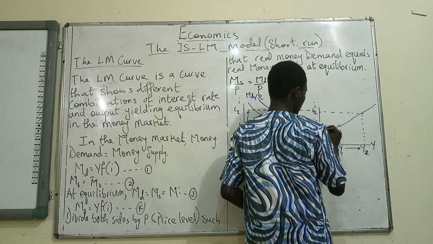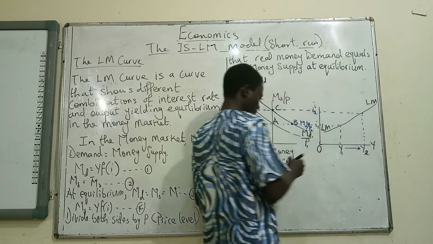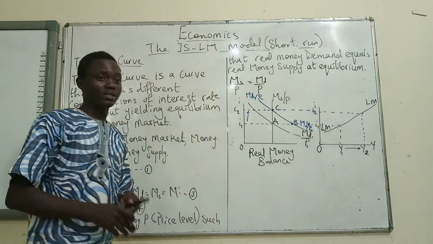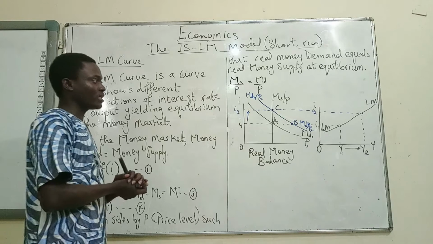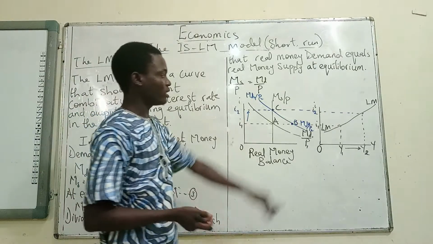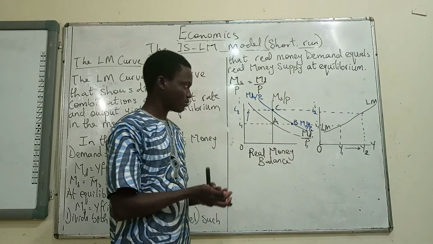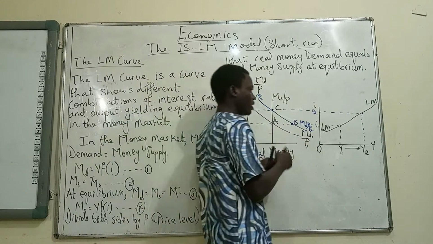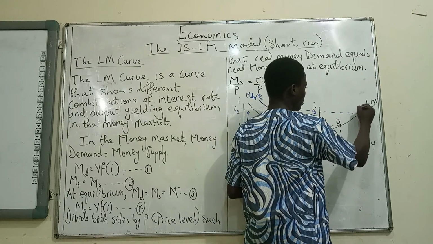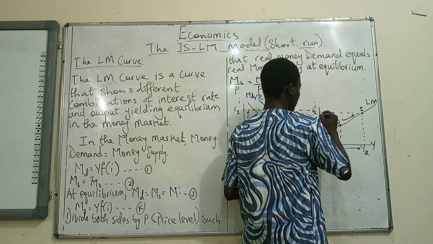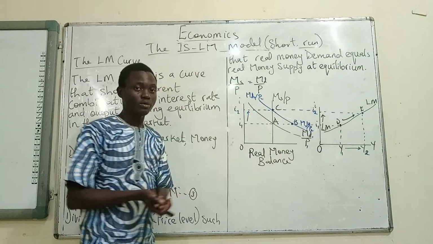This is the LM curve. Don't mind my curve. It could be a straight line, and it's not necessarily meant to be a straight line. So LM curve is an increasing function of the interest rate. The higher the interest rate, the higher the movement on the LM curve. I can call this point D, and this point E. So you move from here to here as the interest rate is rising. So that's it. The LM curve is really simple to understand.